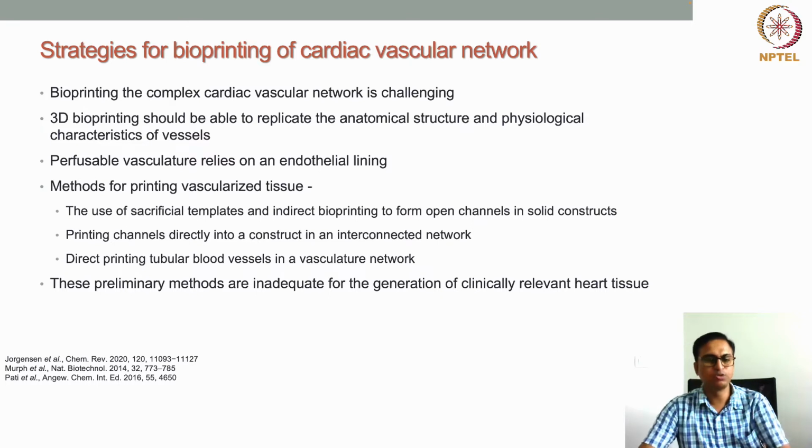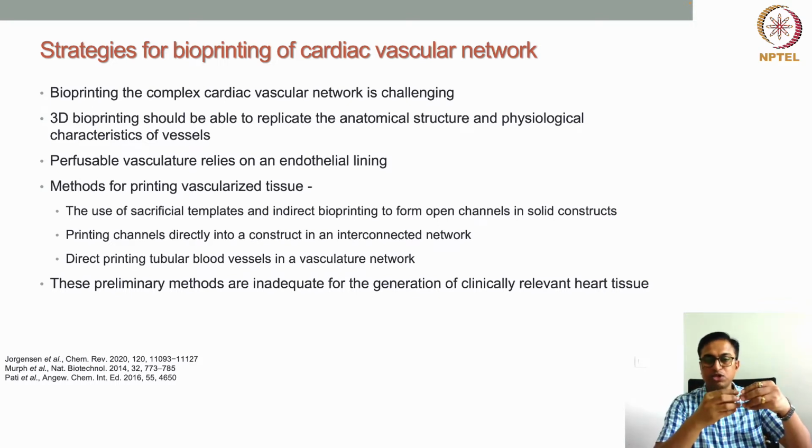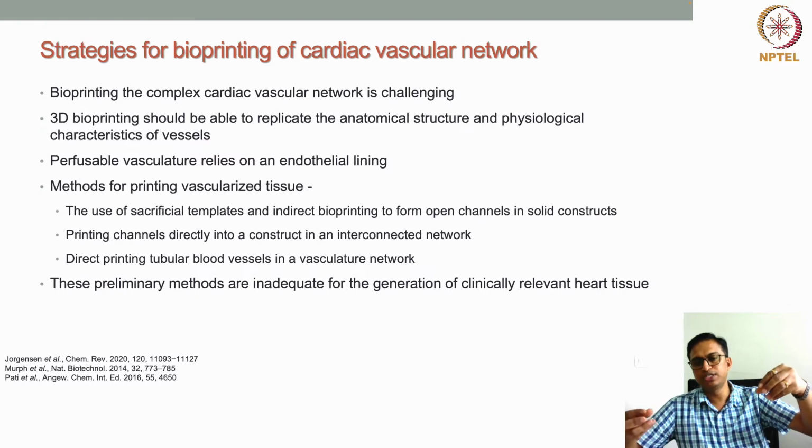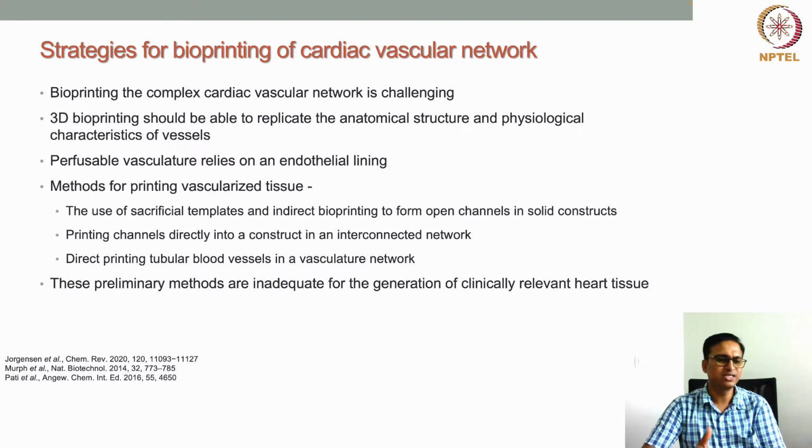If we extrude them, then through the luminal area, the core channel, we send the cross-linker. When the bioink is extruded, it comes out in a tube format. So that tubular structure can be cross-linked from the inside out, right? We have discussed this also. So these are the main three strategies by which vascular tissue can be printed.